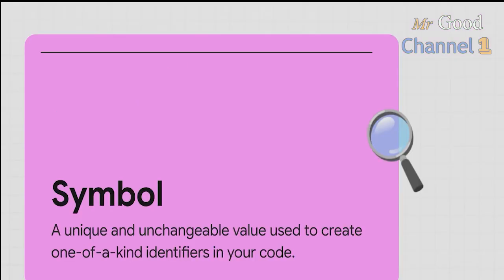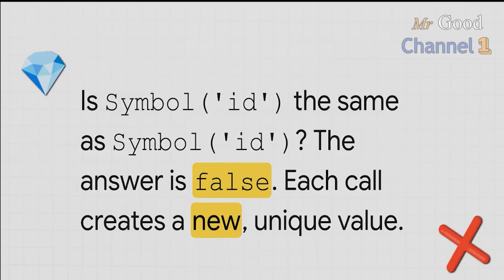It was added in a more modern version of JavaScript, and its whole job is to be a special tool for creating identifiers that are guaranteed to be totally, completely, 100% unique. When you create a symbol, you can be sure that no other value in your entire program will ever be equal to it. And this right here is the absolute key to understanding symbols.